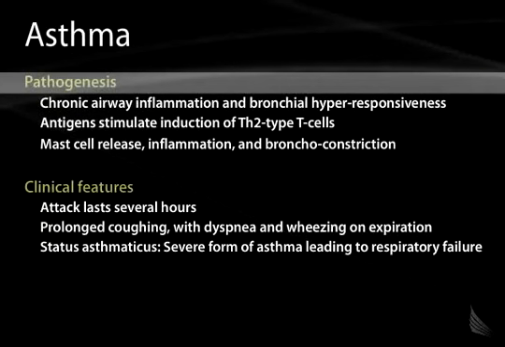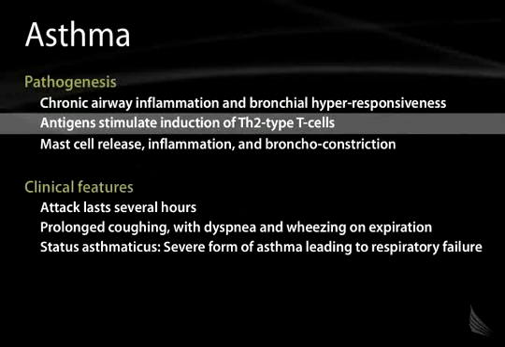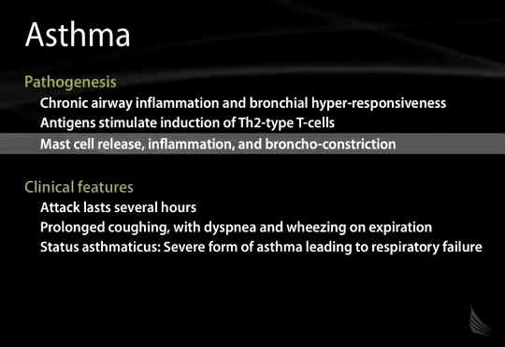The pathogenesis of asthma includes a chronic airway inflammation and bronchial hyperresponsiveness. Normally, antigen stimulates the induction of Th2 type T cells. The mast cells will release histamine, which will cause inflammation and bronchial constriction.